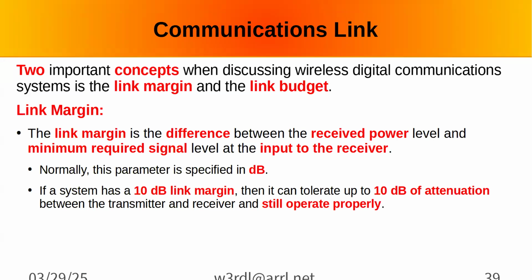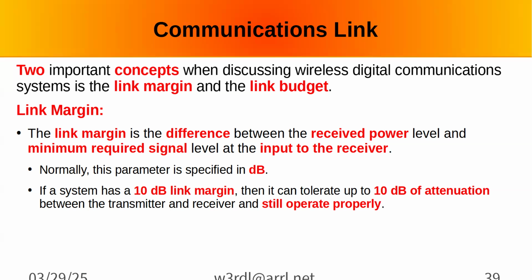Communications link. When you set up to try to communicate from point A to point B, like I guess the best example is if you're trying to do something like moon bounce, where you really care about this stuff, there's two things you look at, the link margin and the link budget. And the link margin is the difference between the received power level and the minimum required signal level at the input to the receiver.